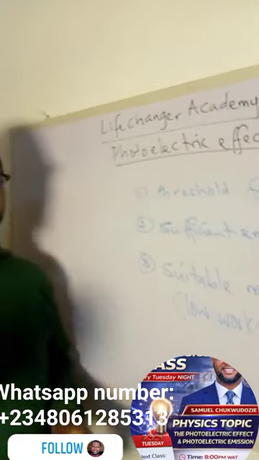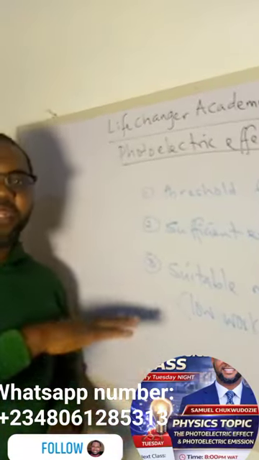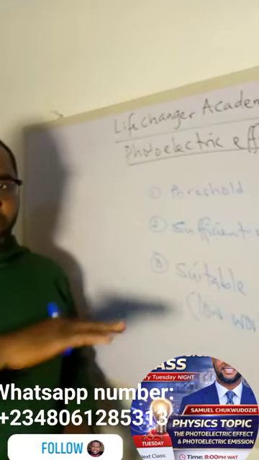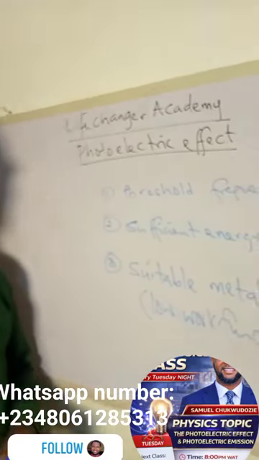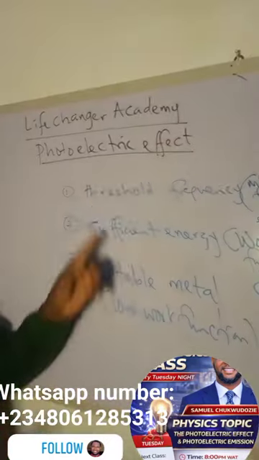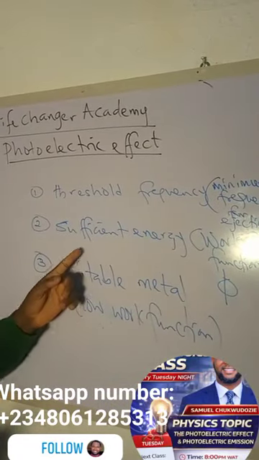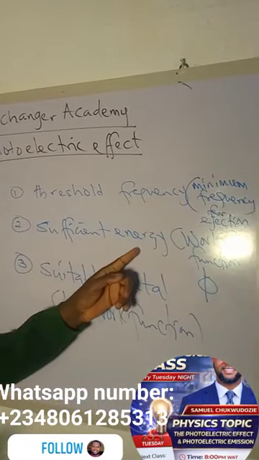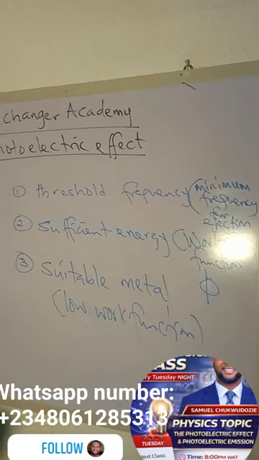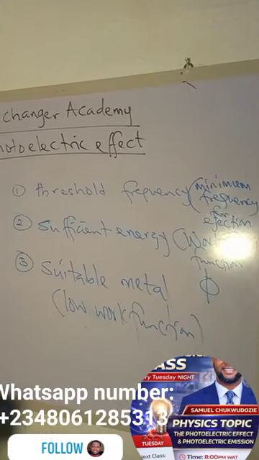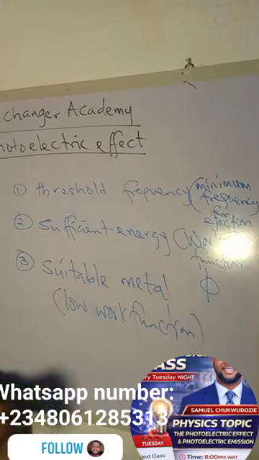The first one is that the light falling on the metal must have a minimum frequency, and that minimum frequency is what we call the threshold frequency. Then secondly, the light must also have sufficient energy. The energy must be sufficient and must be equal to the work function.